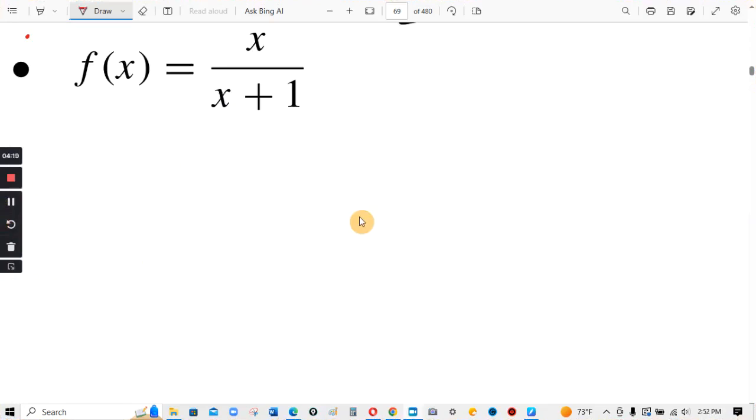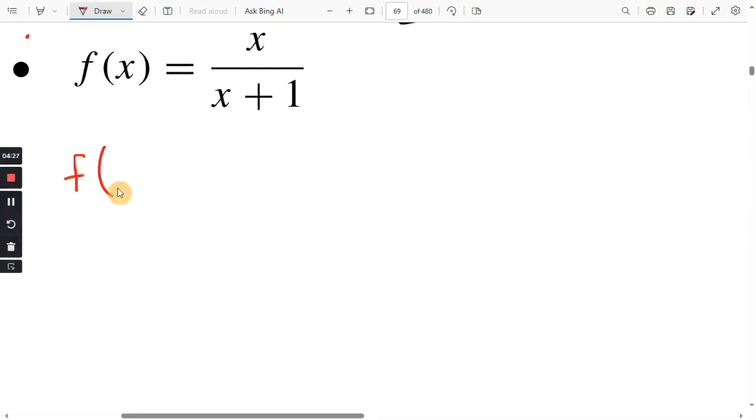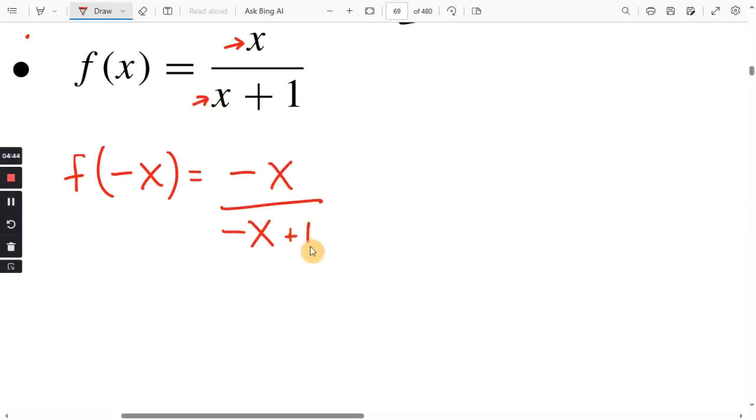All right, so let's try and see if this is even, odd, or neither. All right, so the first step is to do f of negative x. Okay, so wherever there's an x, right here and right here, we're going to plug in negative x. So negative x is in the numerator, and negative x plus 1 is in the denominator. Okay, and does that equal the original? No. Does that equal the original? No, so it's not even.